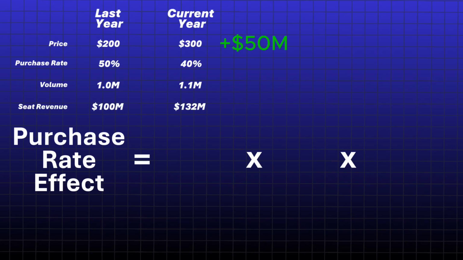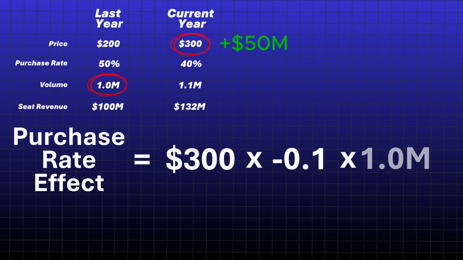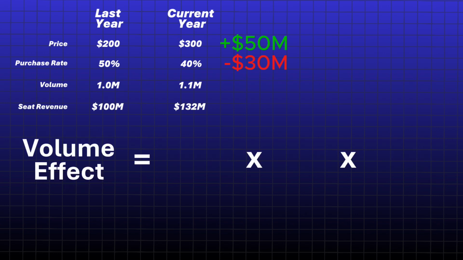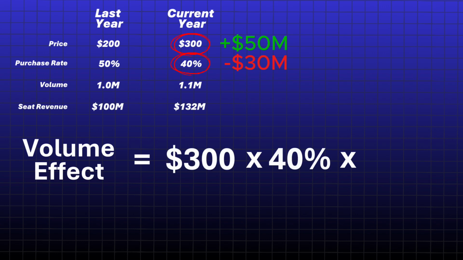Now, when we move to purchase rate, we're going to do the same thing, but instead of multiplying with the old price value, we're going to multiply with the new price value because we've already accounted for price in the first step. So we're going to be doing the new price times the difference of the purchase rates times the old volume. And that's going to give us minus 30 million in revenue. Now for the volume effect, since we've already accounted for the price and the purchase rate, we're going to be doing the new price times the new purchase rate times the difference in the volume, which ends up giving us a plus $12 million effect.